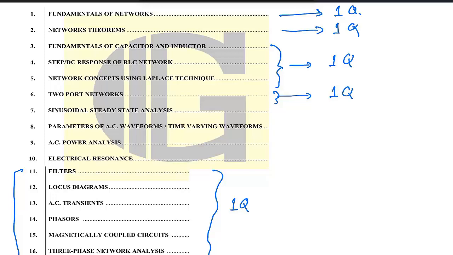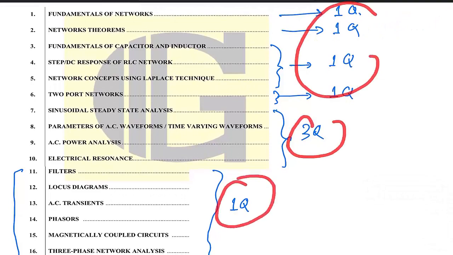Then sinusoidal steady state analysis, parameters of AC waveforms, AC power analysis, and electrical resonance. So I cannot be selective here. From this, around 3 questions we are getting. So these topics, 7, 8, 9, 10, we say this is the AC network analysis. From this, around 3 questions we are getting almost every year. So if you see the number of questions, 4 plus 3, 7 plus 1, 8 questions.